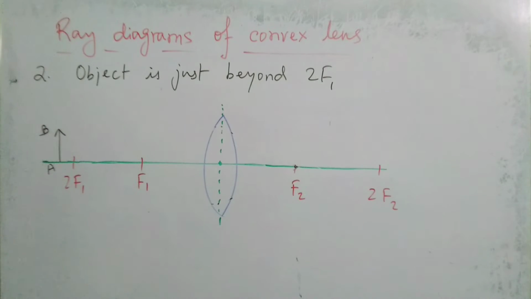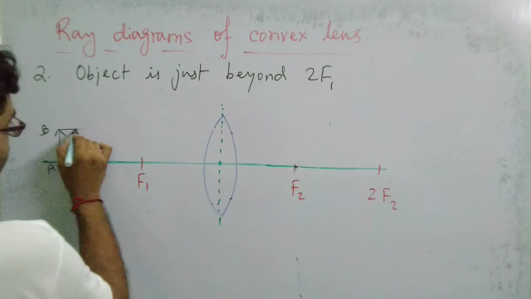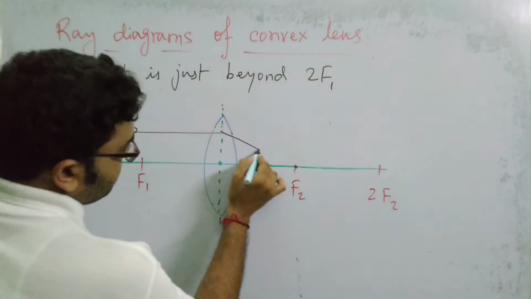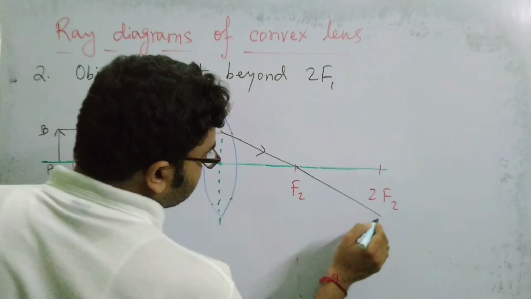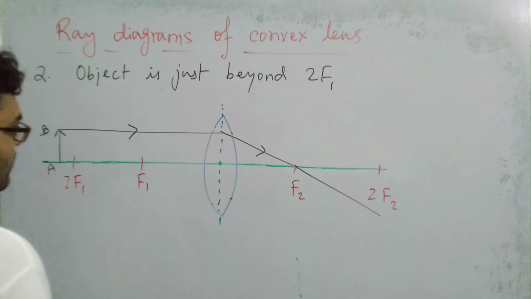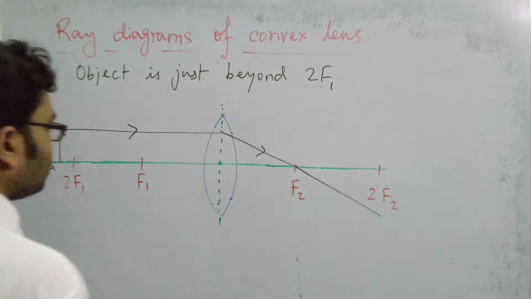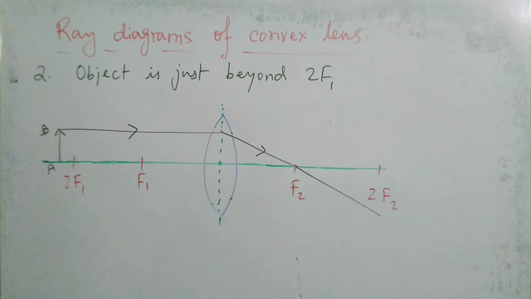So we are considering two rays. Let us consider one ray coming parallel to the principal axis. After coming parallel to the principal axis, the ray passes through the focus. Let us consider another ray passing through the optical center. You know, when we discuss thin lenses, a ray passing through the optical center passes undeviated. So it will just go undeviated.